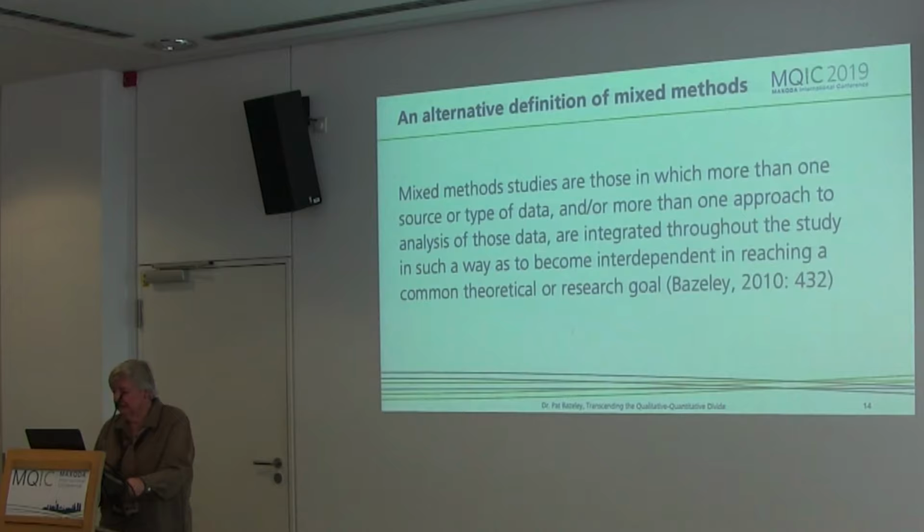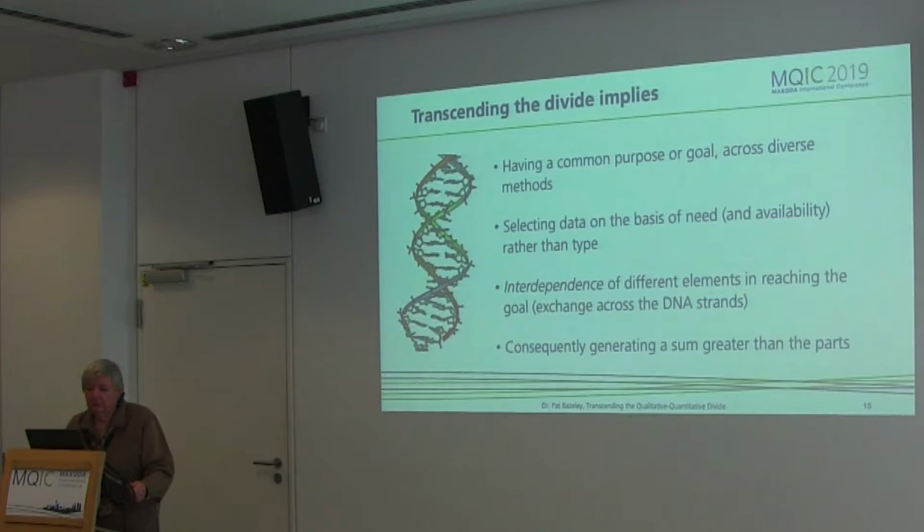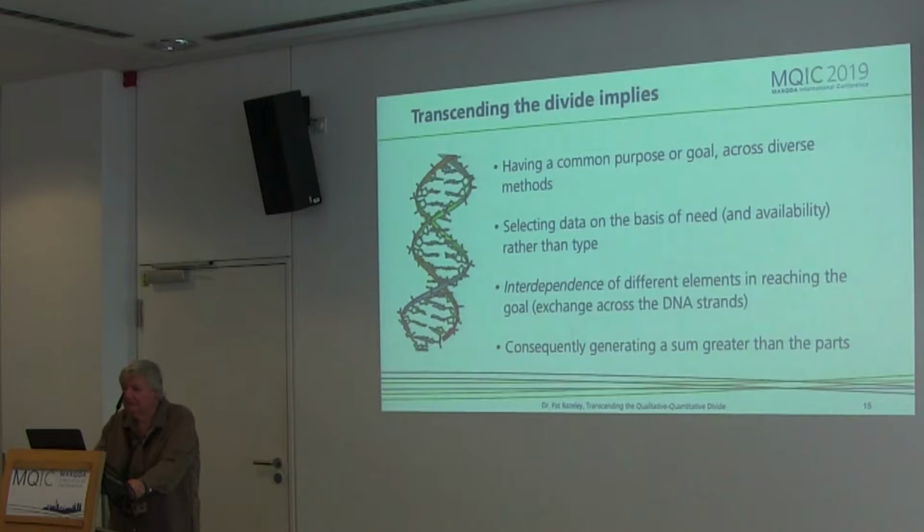So transcending the divide between qual and quant, or between any methods, implies having a common purpose or goal across diverse methods. And as I said a moment ago, there could be diverse qualitative methods or diverse quantitative methods. It's about selecting data on the basis of need, and I would add, availability, as a criterion, rather than type. So not thinking I have to have some quant data and I have to have some qual data, but what data is available? What data do I need to answer this question? And what can I get hold of? The interdependence is the critical thing of those different elements in reaching the goal.